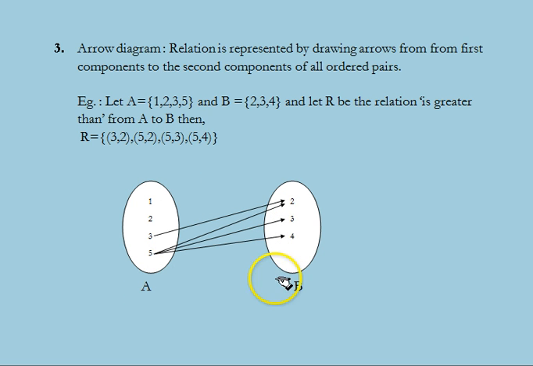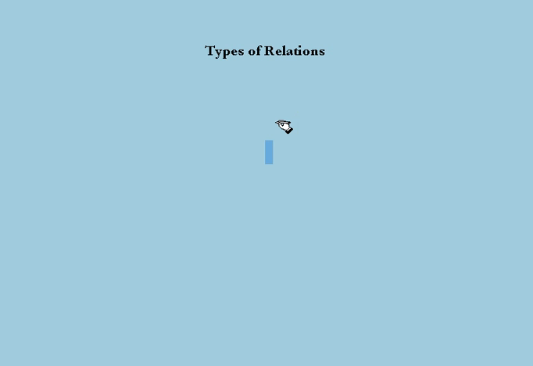Thus, by the use of this arrow diagram, we have represented the given relation, which was "is greater than", for the given sets A and B. Next, we are going to discuss the types of relations. So, starting with the basic or the first type of relation, which is reflexive relation.